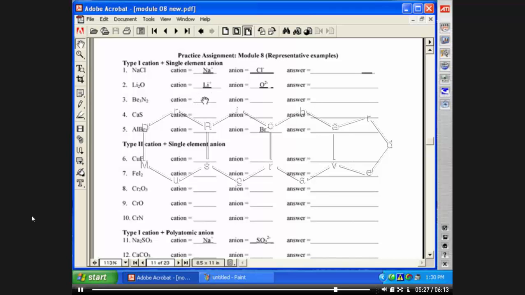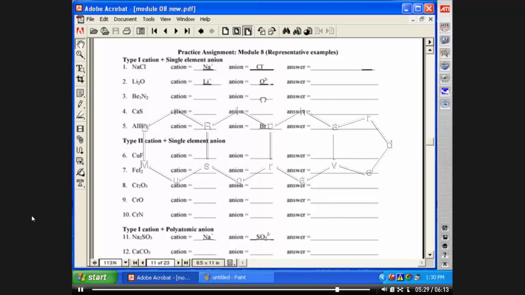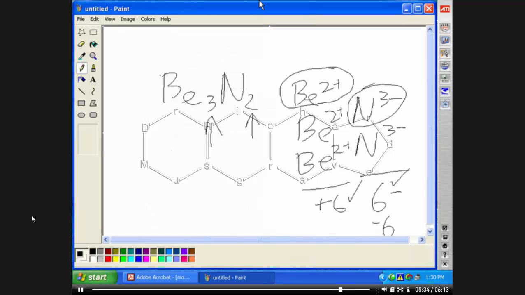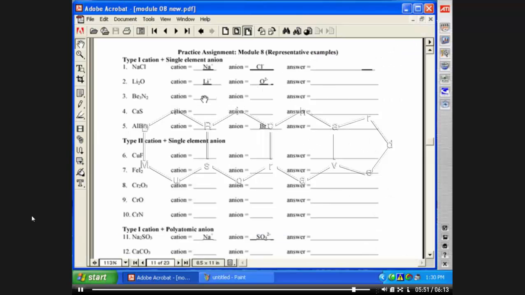Be2 plus will go in the cation section, and N3 minus will go in the anion section. The name, again, it's type 1, so I just write beryllium and nitride. And again, all of these end in IDE. So the Be2 plus, N3 minus, beryllium nitride is what goes here.